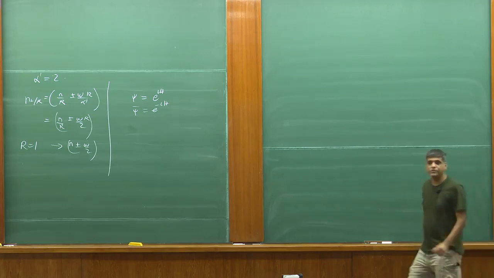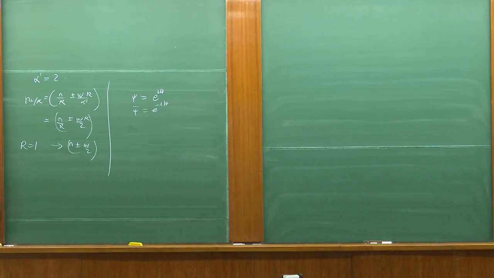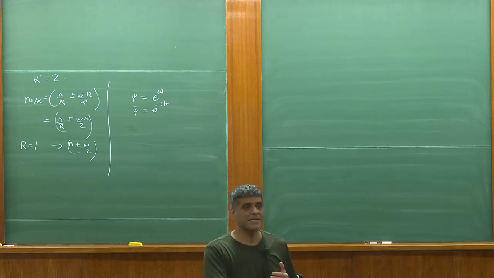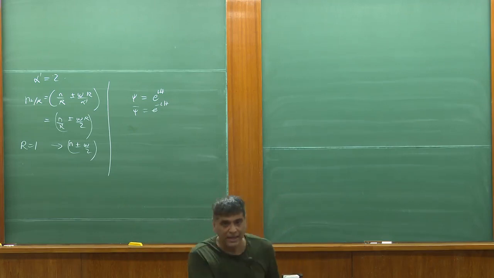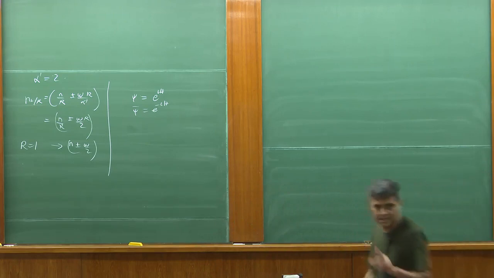A question that might be in your mind is how does something that commutes change to something that anti-commutes? This you can figure out using the Baker-Campbell-Hausdorff identity. Let me leave this to you as a little exercise.